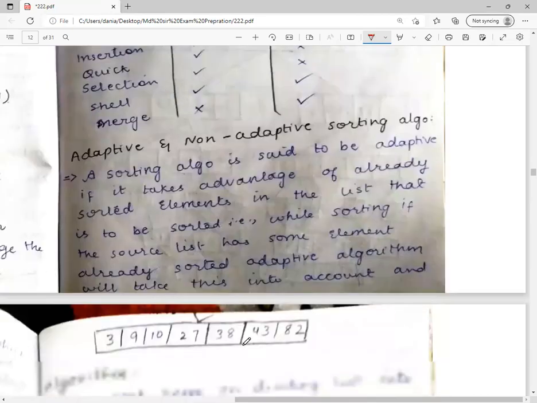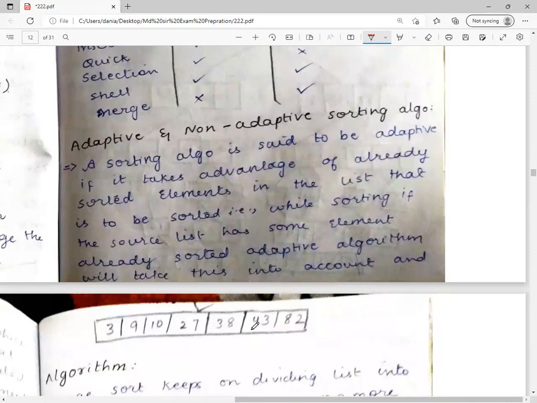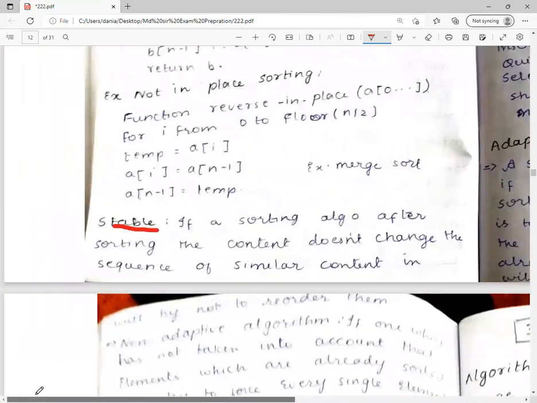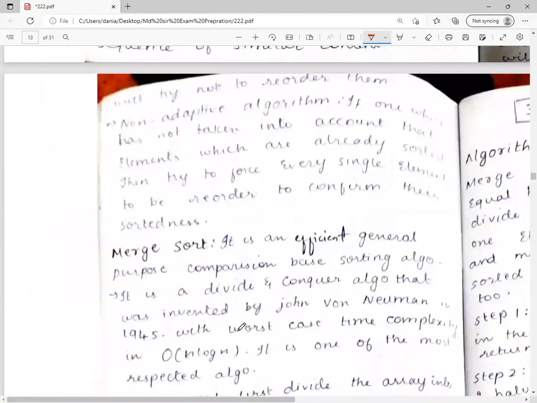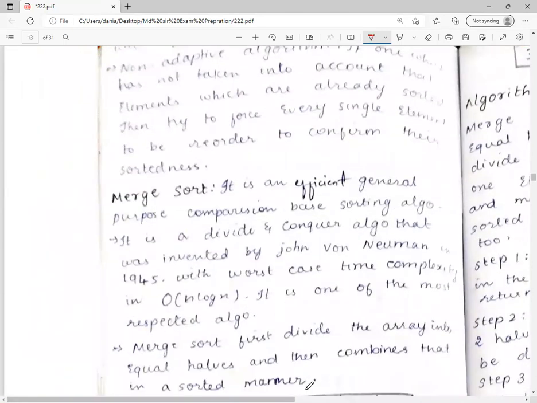Adaptive and non-adaptive sorting algorithms. A sorting algorithm is said to be adaptive if it takes advantage of already sorted elements in the list that is to be sorted. While sorting, if the source list has some elements already sorted, an adaptive algorithm will take this into account. Merge sort is an effective general-purpose comparison-based sorting algorithm.